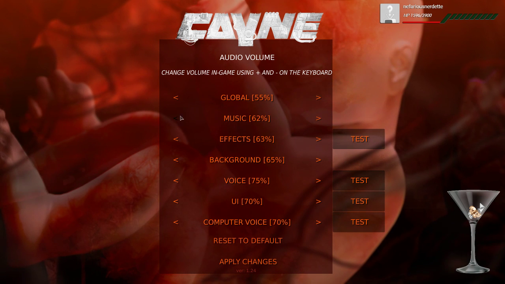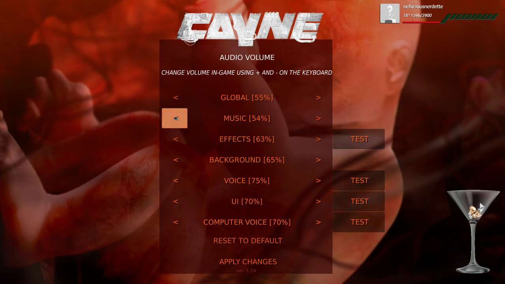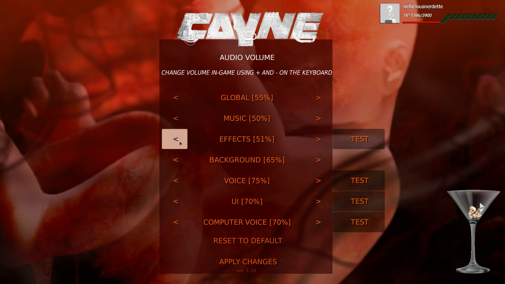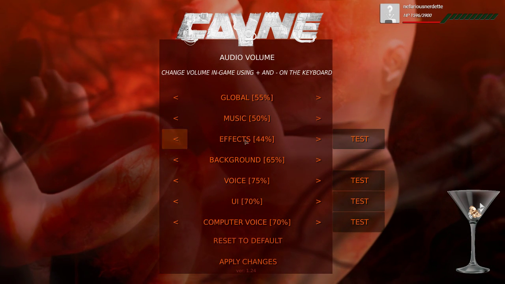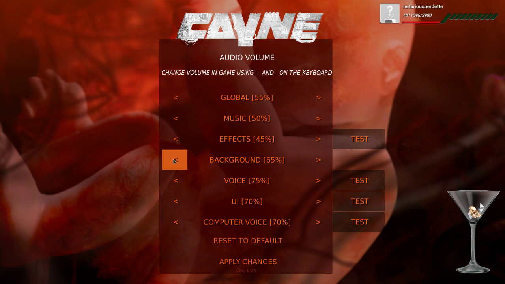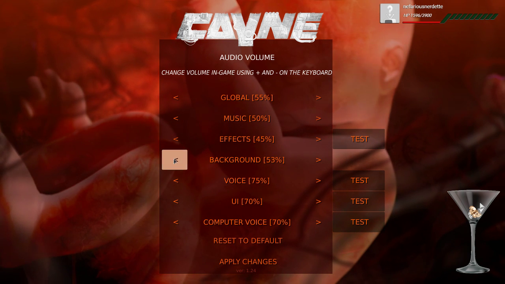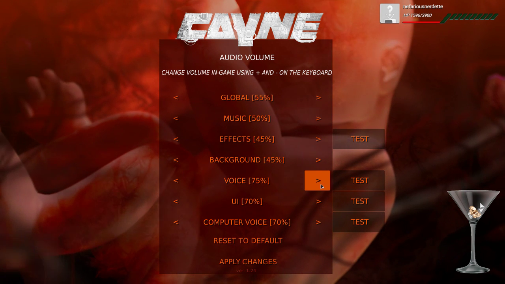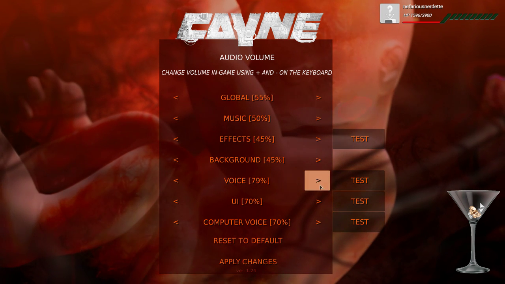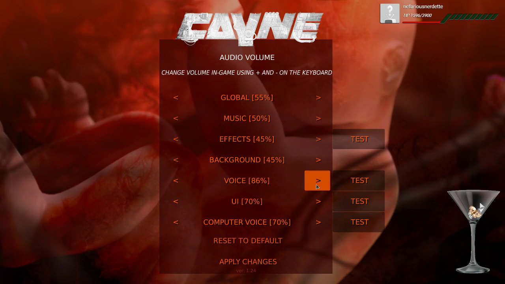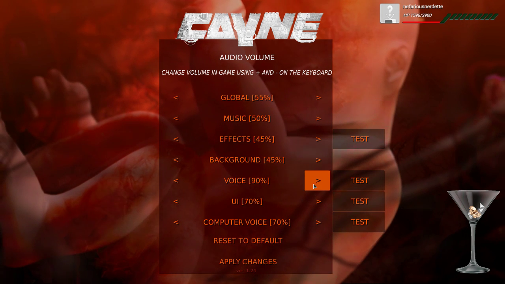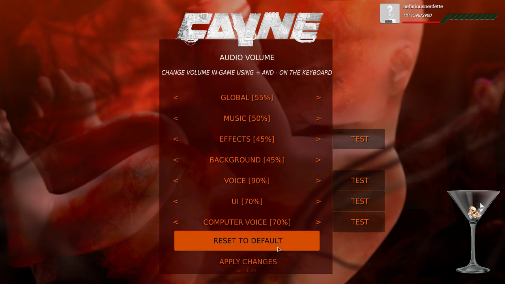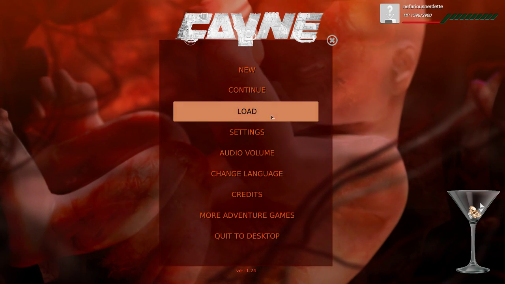Audio volume. Music. Turn music down to like 50. Effects. Turn that down to like 45. Background, 45. Voice. Let's turn voice up to like 90. Computer voice 70. UI 70. You know what? That's fine. Apply changes. Load.